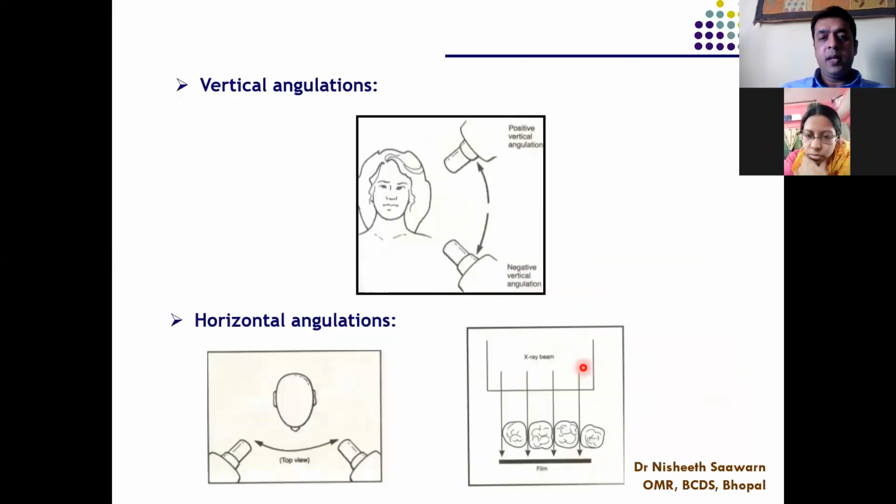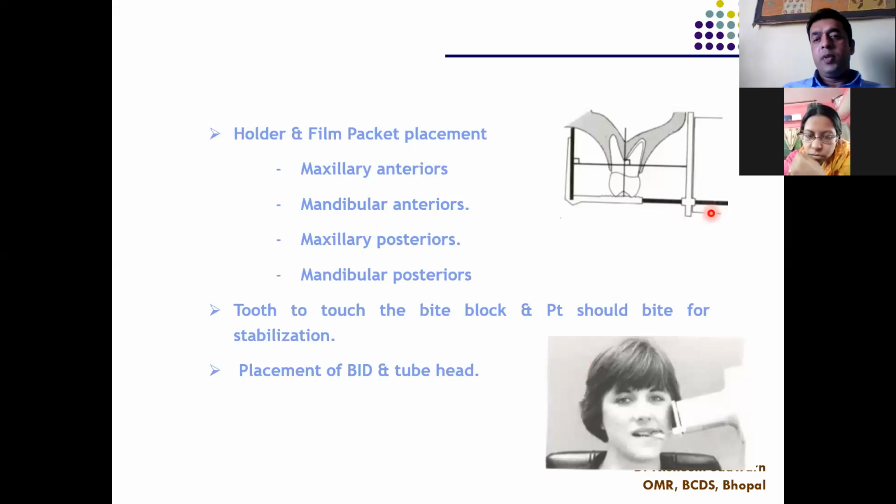In the paralleling technique, the film is kept in the mouth with the help of a film holder. The film holder keeps the film parallel to the tooth, and it has a ring or position indicating device, or bite indicating device, extended outside the mouth. This is the cone of the X-ray machine. You can see in this image, a ring is attached here and the X-ray machine is placed here. We keep the X-ray machine parallel to the cone and we shoot the radiograph.